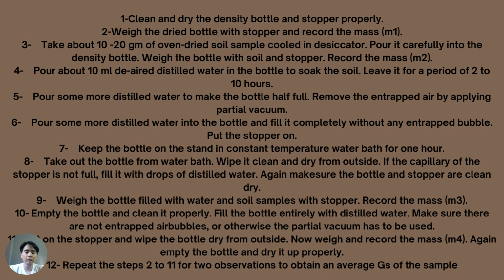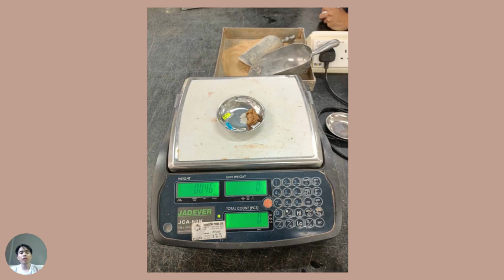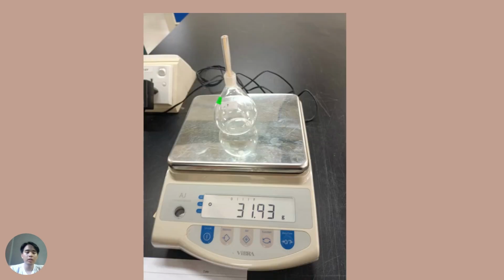Again, empty the bottle and dry it properly. And the last step is to repeat steps 2 to 11 for two observations to obtain an average Gs of the sample. So Gs is specific gravity. So this is the actual photo when we were proceeding with the test. This is when we were weighing the soil sample. This is when we were weighing the density bottle with its stopper.